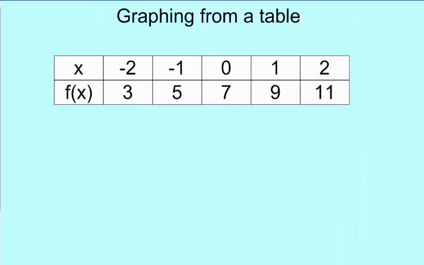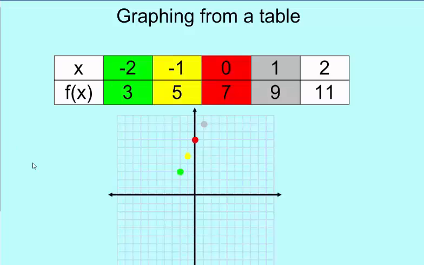Let's now look at how to graph from a table. Again, we're using function notation. Thus we have x and f of x. However, the graphing is very similar to what you've been doing with y. So, when we plot these points, negative 2, 3 is the green dot, negative 1, 5 is the yellow dot, 0, 7 is the red dot, and 1, 9 is the gray dot. Since this is not an equation, we cannot assume that it will continue on, so we just leave it as a discrete situation.